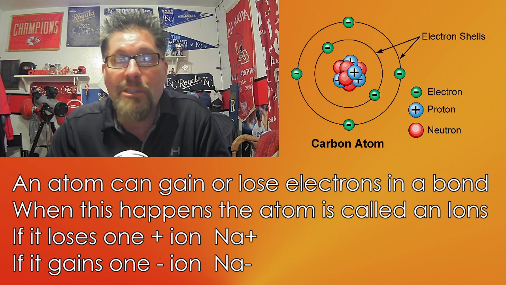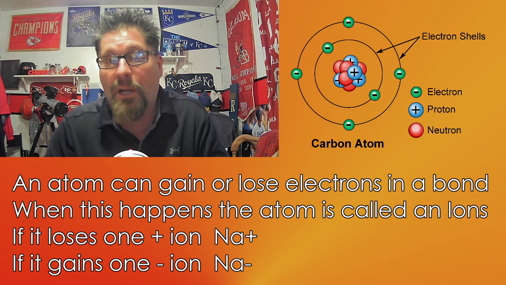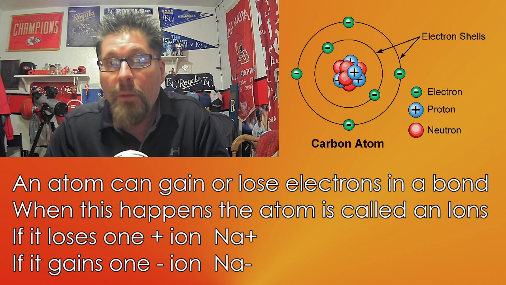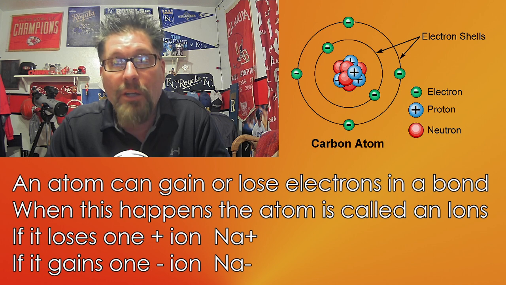You cannot change the number of protons. You cannot change the number of neutrons. They are inside the nucleus. That never happens unless you do something super scientific like split an atom. But the electrons can be transferred or shared in variations of bonds. That changes the atom, and it also changes the identification of the atom, which we're going to talk about here.